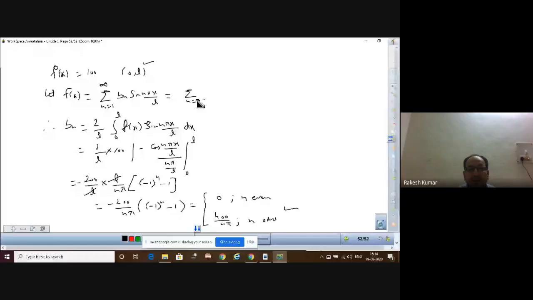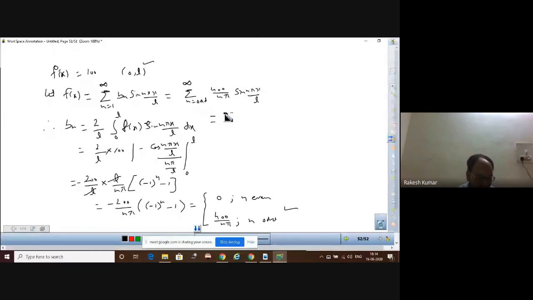So now you can put the values in this series. Sorry, the value is for odd natural numbers, so we will not write n is 1 to infinity. n are odd numbers, and the value is 400 over n pi into sine of n pi x over L.